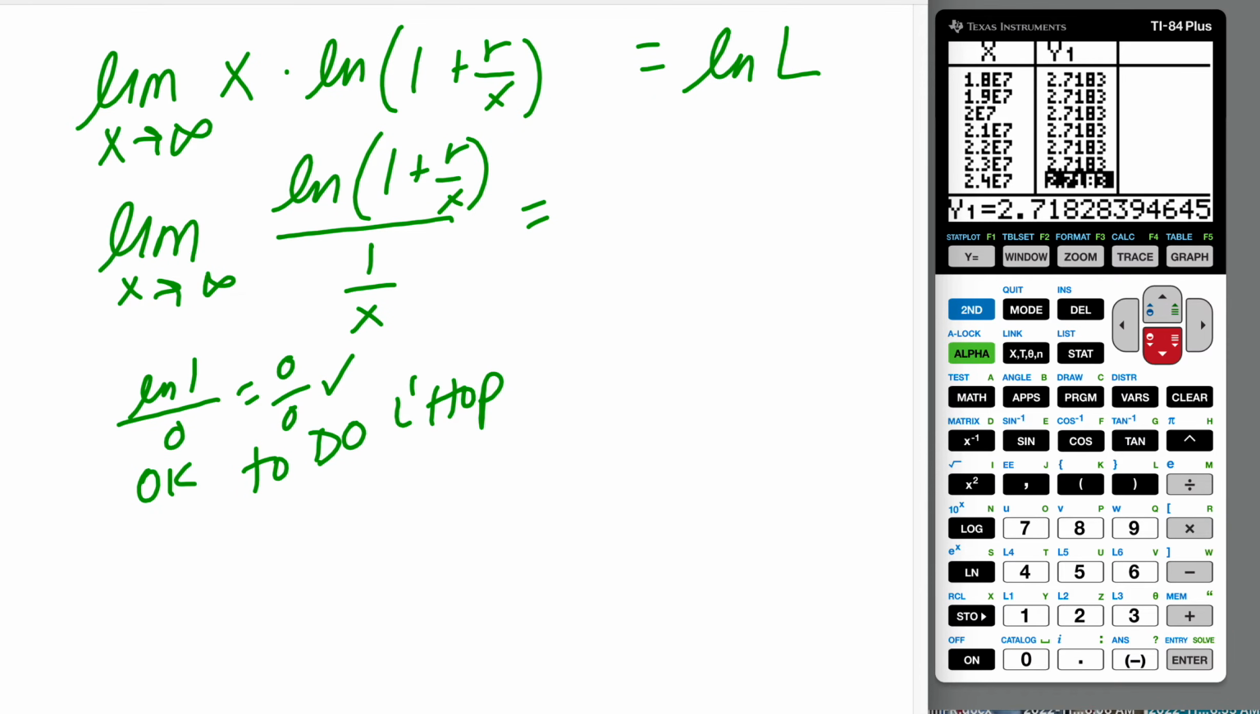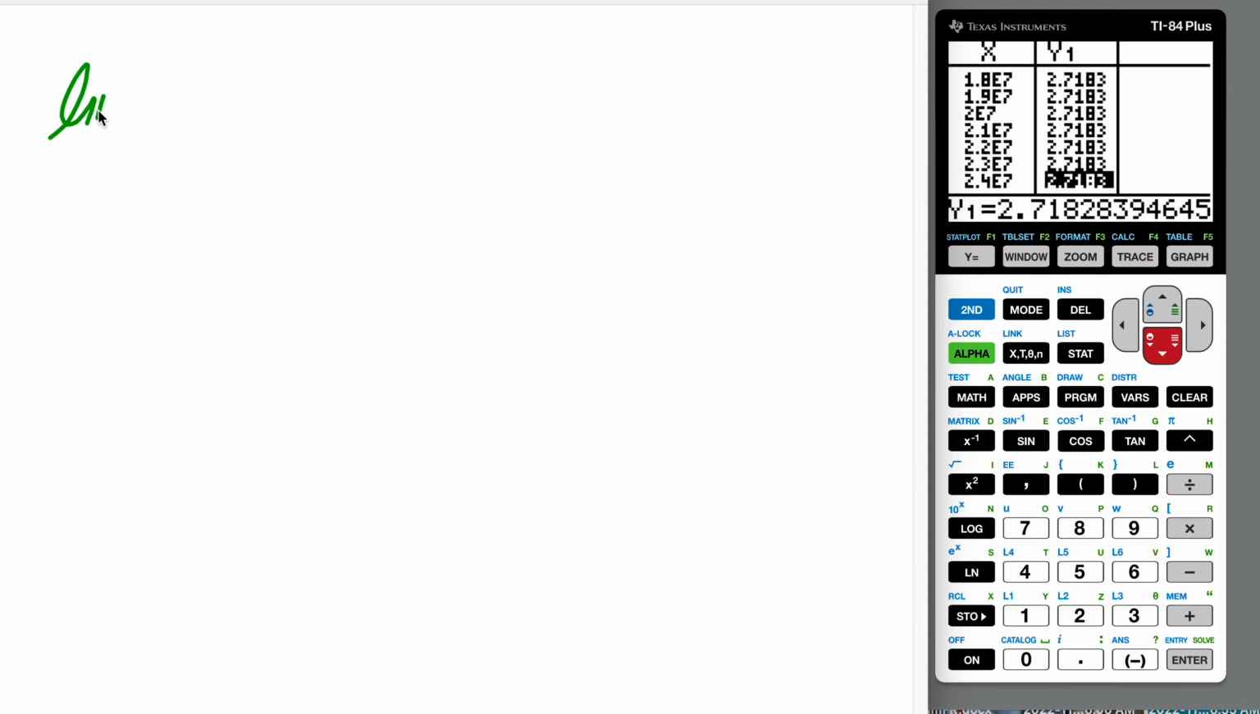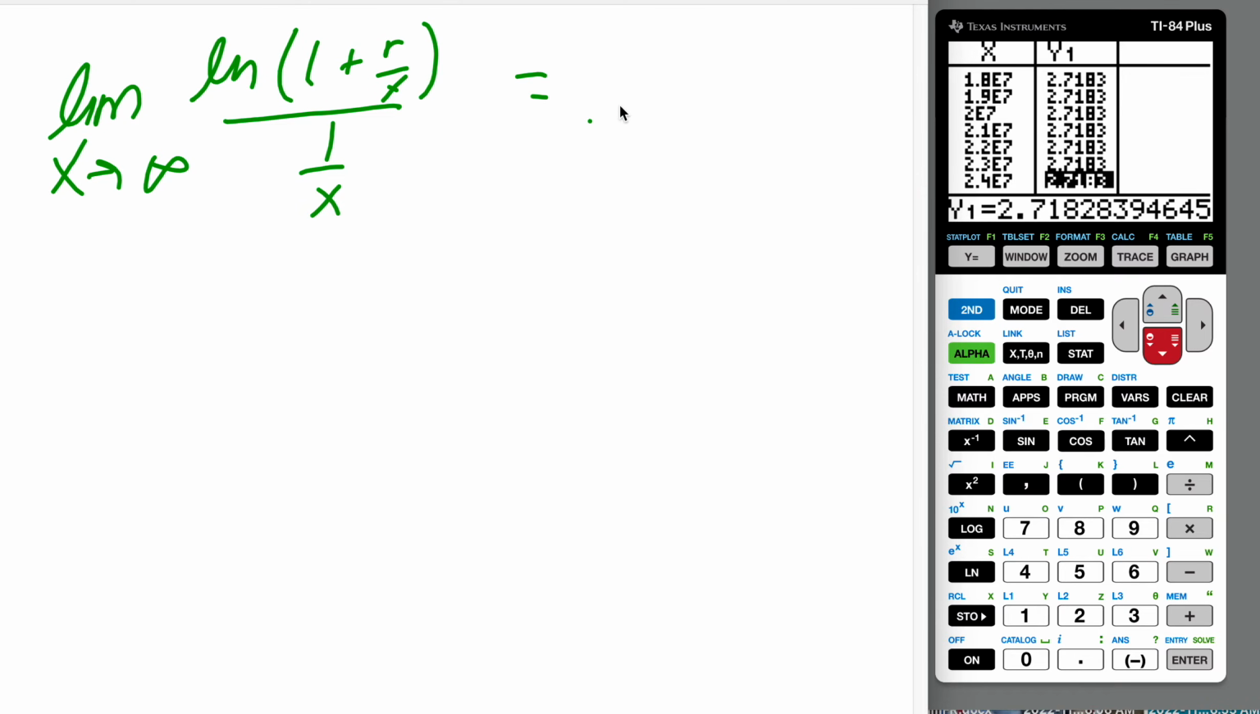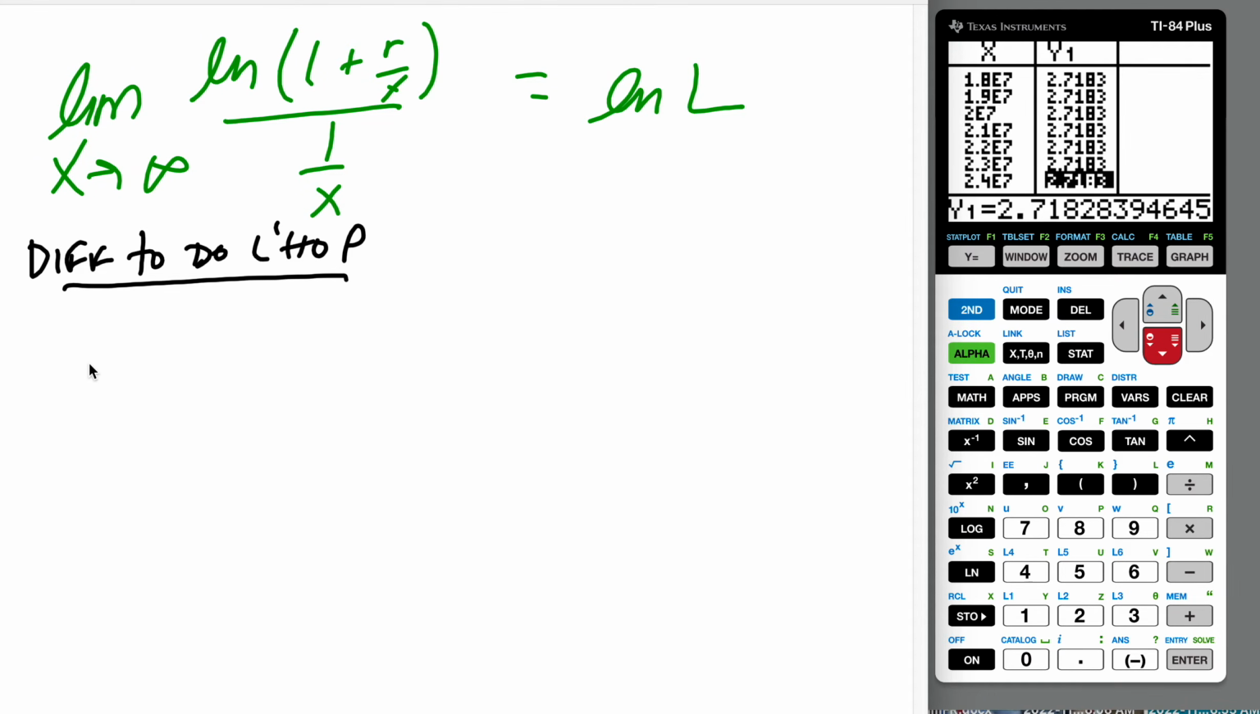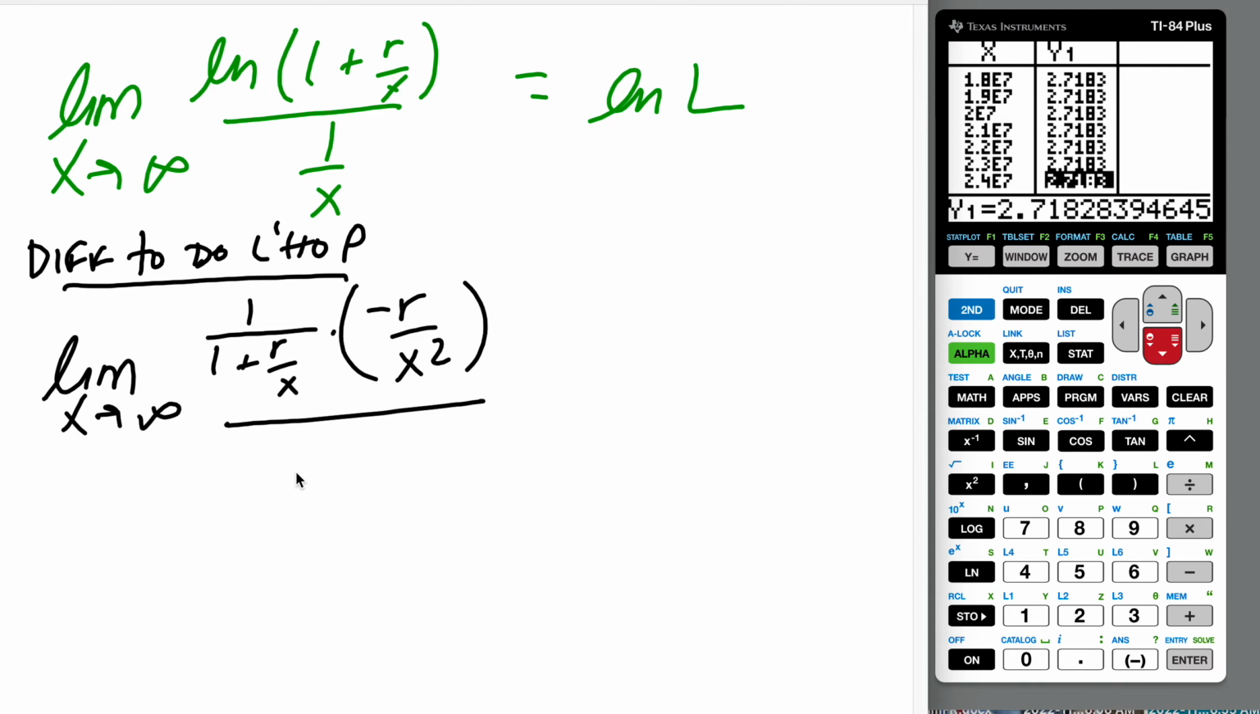Well, now this is where we have to do some more calculus. So the limit as x approaches infinity of the natural log of 1 plus r over x divided by 1 over x, which we know is the same as the natural log of L, I'm now allowed to differentiate to do L'Hopital's. I understand that you don't know derivatives yet because you're not in calculus, but I'm going to get 1 over the stuff times the derivative of this stuff, which again, you don't know how to do yet. That's the top. And on the bottom, I'm going to get a negative 1 over x squared.